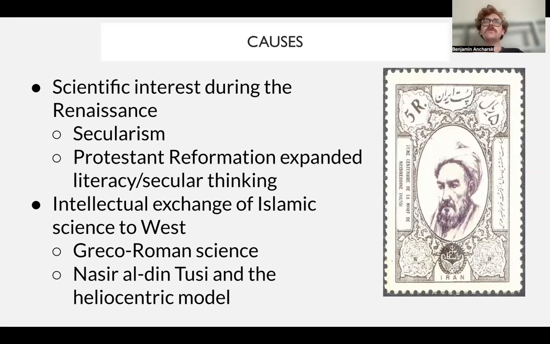Same thing with algebra, same thing with these ideas. But we do see that this heliocentric model is going to be utilized by, discussed, and debated by European philosophers, or I should say scientists. All right, so Nasir al-Din Tusi, we talked about him in Unit 1, a little bit in Unit 2. All right, let's keep going.